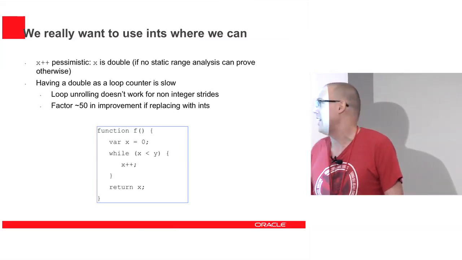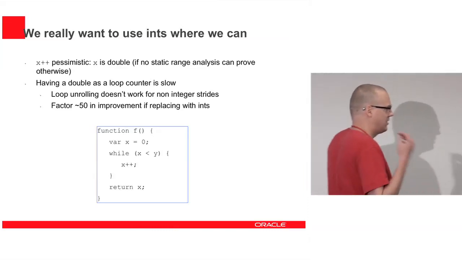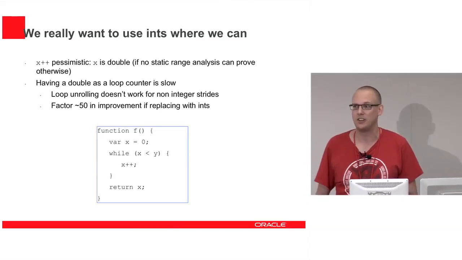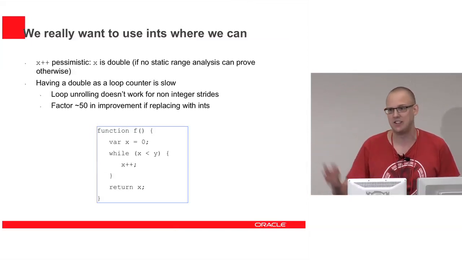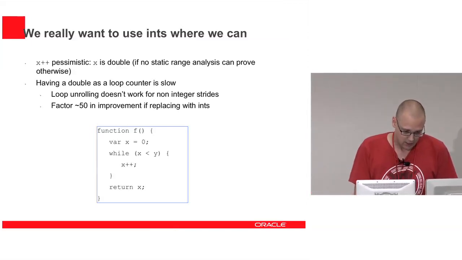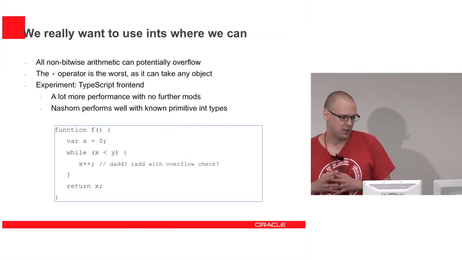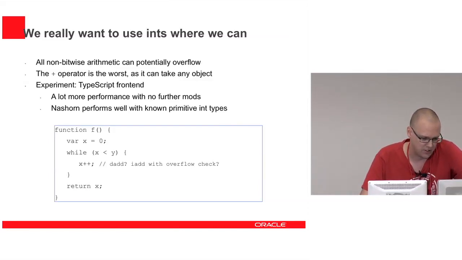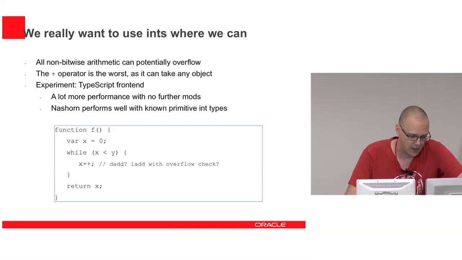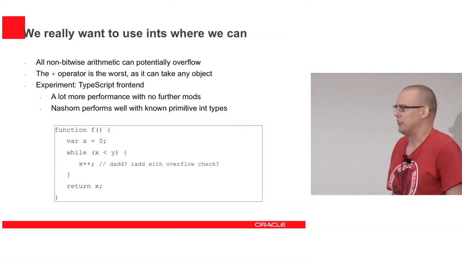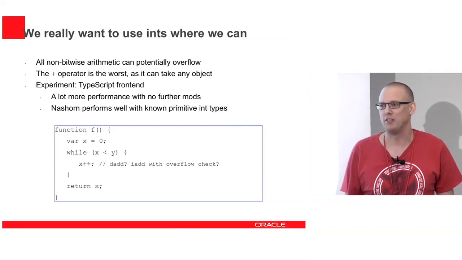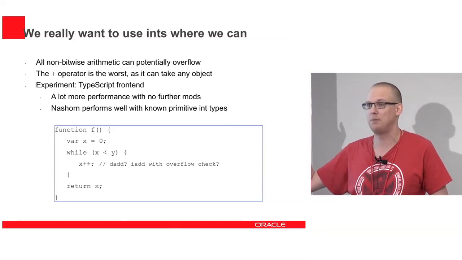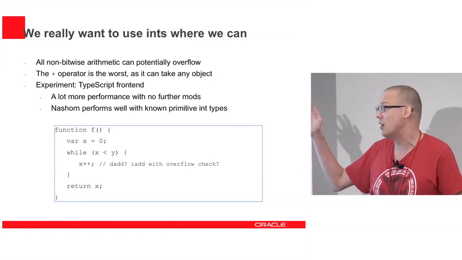But we really have to be as primitive as we can, as inty as we can, for the JVM to interpret this bytecode as the traditional good old Java bytecode that it's used to, instead of new and alien bytecode that doesn't look like Java. There are many examples of this. Int enables a lot of other optimizations. But the problem is that all non-bitwise arithmetic in JavaScript can potentially overflow out of the range of a Java int. And the plus operator is, of course, the worst, as it can take any object and do anything, like concatenate strings. We did an experiment. I'm not saying I've written a TypeScript front end, but I've hard-coded things that would have been part of a TypeScript front end. If I can declare types in my JavaScript code, I get a lot better performance if I declare primitive types and give them to Nashorn. It actually performs quite well if I know the types ahead of time.